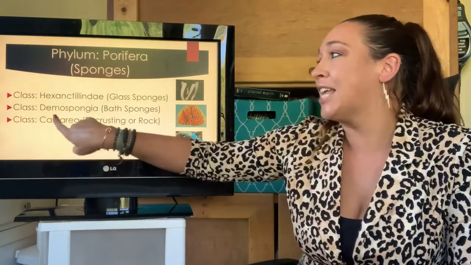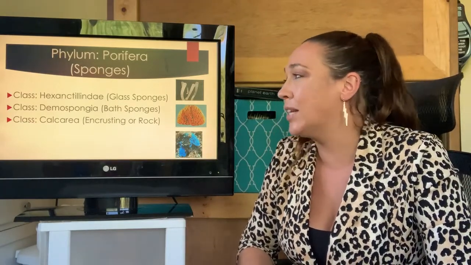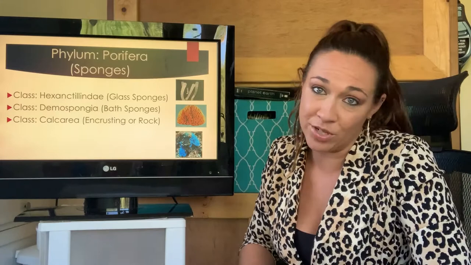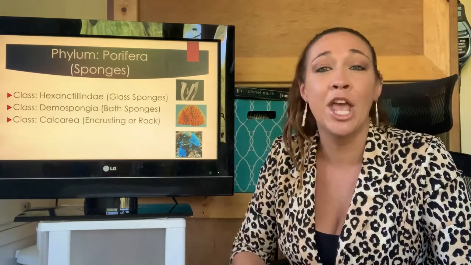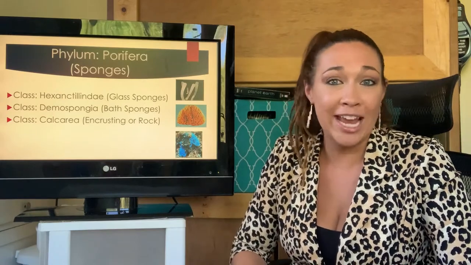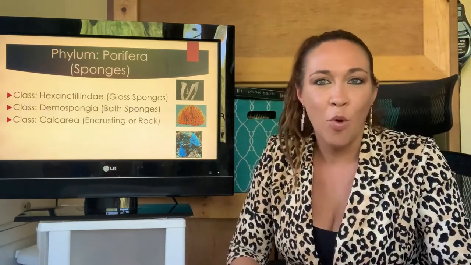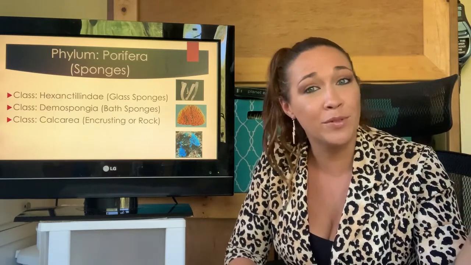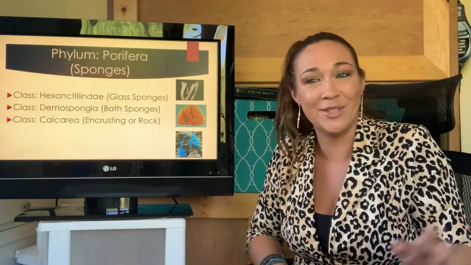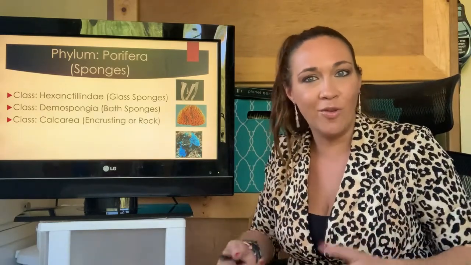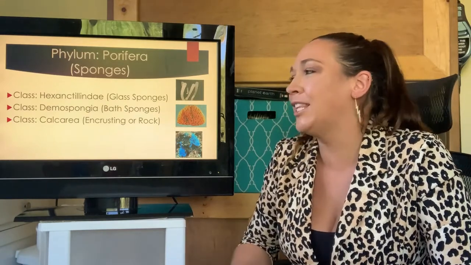All right, the next class is Demospongiae. Hexactinellida is the glass sponges. Demospongiae is the bath sponges. So you can think of like when you wash yourself with a sponge. Those sponges were actually designed by real sponges, and a lot of them still are real sponges. You get those bath sponges, it's actually just a former living organism.